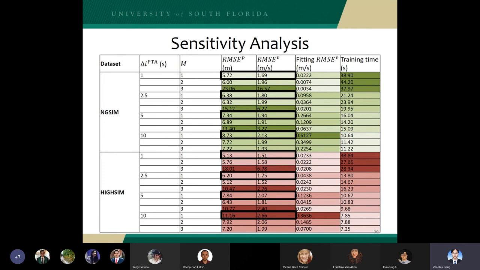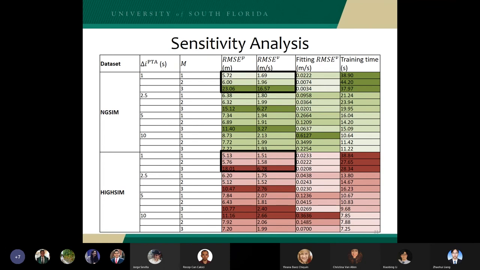When the delta I PTA increases, we also found that when delta I is at a small level, the prediction performance becomes worse when M increases. Also, when delta I is at a large level, the prediction performance becomes better as M increases.